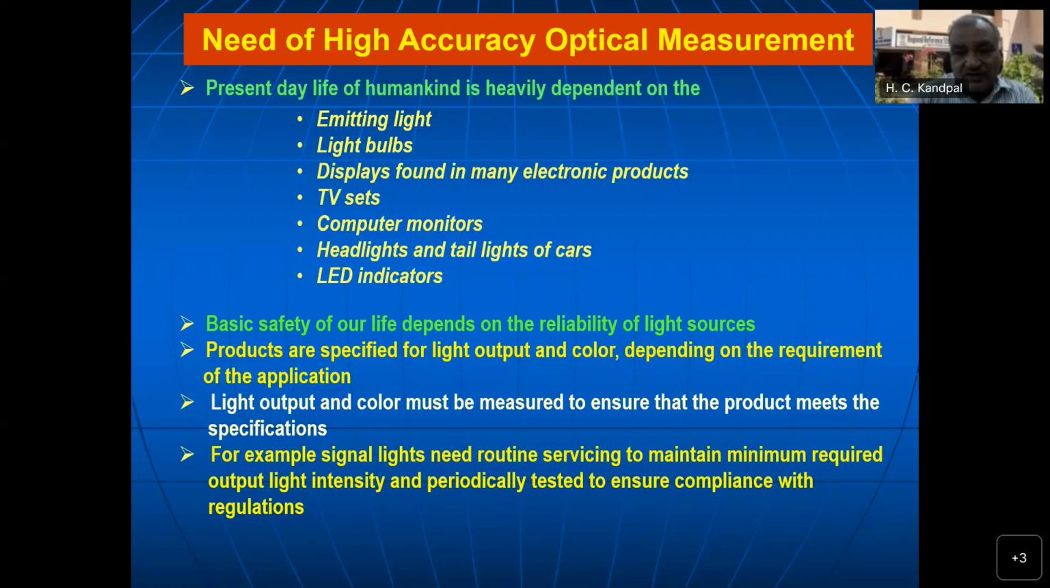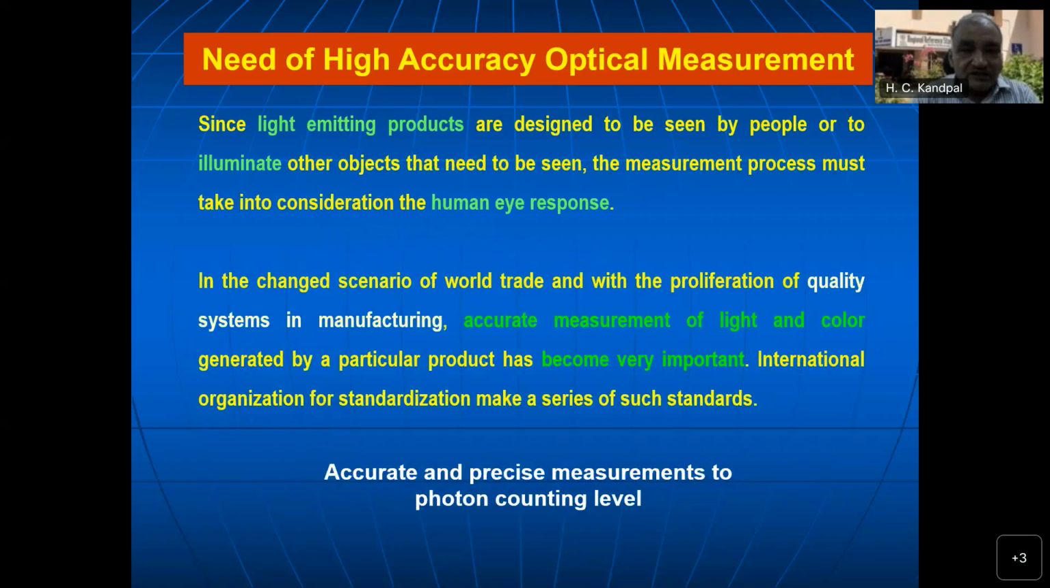There are various types of standards and regulations in force to make human life safe, which depends on these types of gadgets which we come across in our life every day, whether it is automobiles or the light bulbs at home. So this is very important that light is seen. Light products are designed to be seen by people and to illuminate objects to be seen. Therefore, the measurement process should have a very strong conviction for human eye response. So that V lambda response is very, very important in order to make the measurements very accurate and safe for a human being.